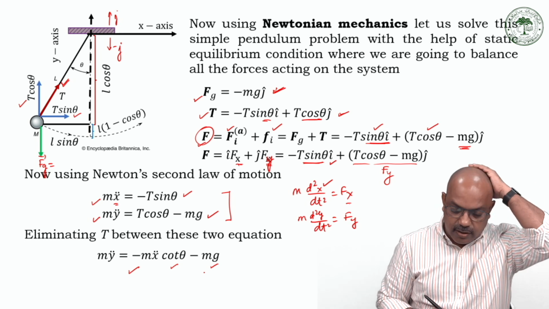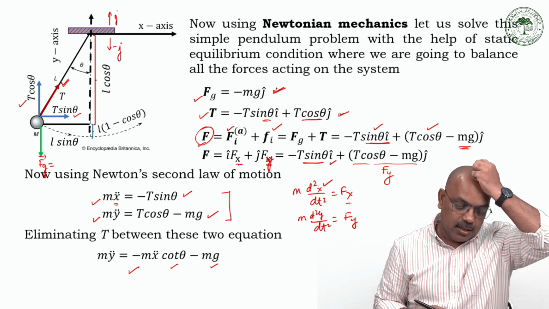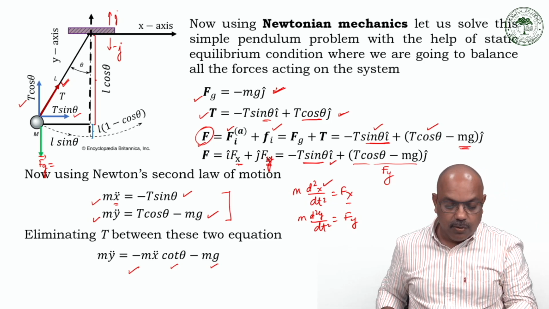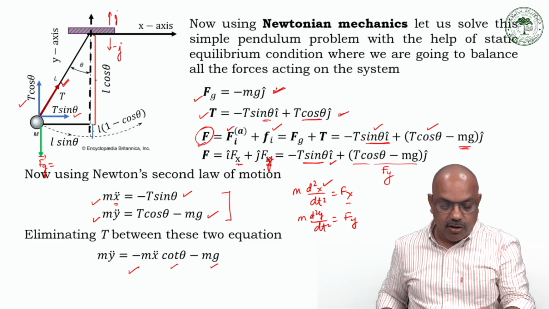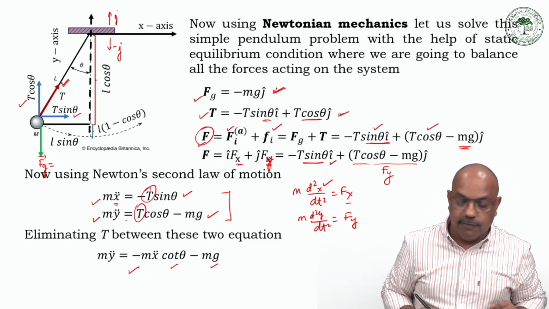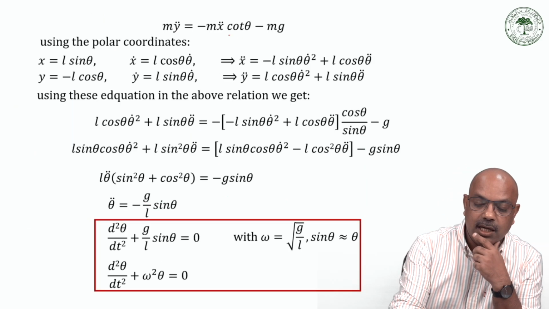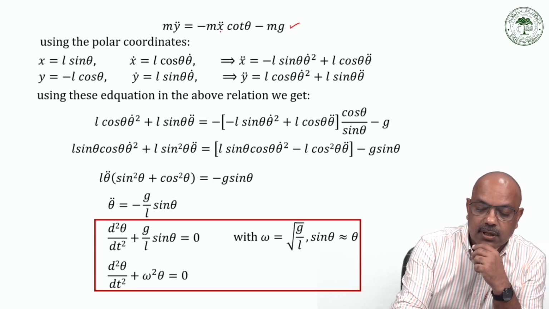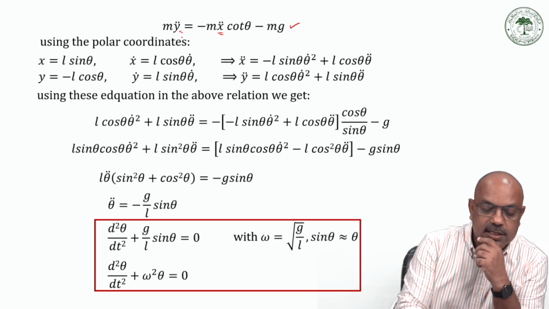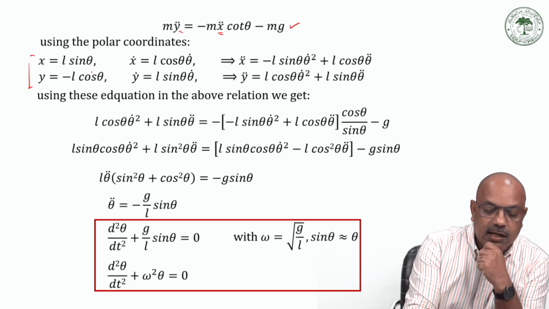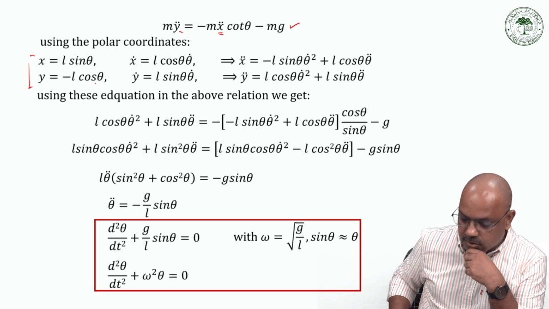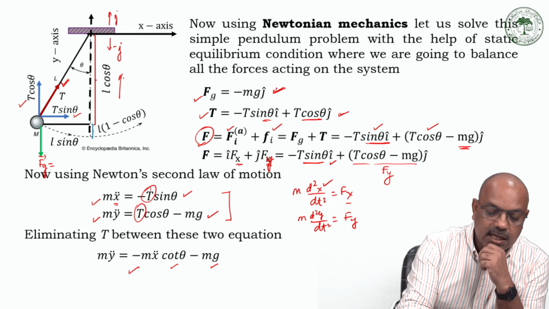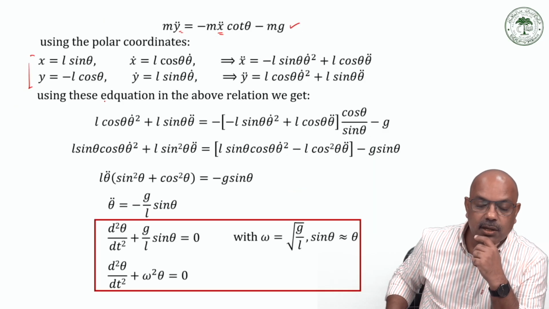This is not a big deal, you can solve it. Using this I have gotten rid of the constraint force t, and now I have y double dot equal to x double dot cot theta minus g. So I have the x and y components. So x is L sine theta and y is minus L cos theta. You see that y is in this direction, that's why we have a minus cos theta.